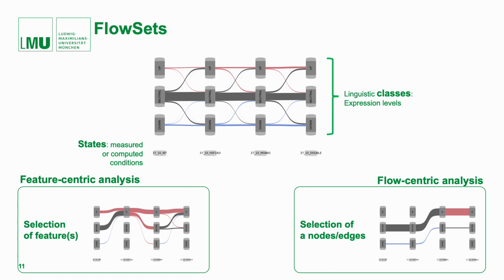On the right side, we are more interested in the flow-centric analysis. Here we can have a selection of nodes or edges and inspect which genes follow a specific pattern. What is the membership distribution within a flow? And what is the functional meaning of a flow? So which gene sets are contained?